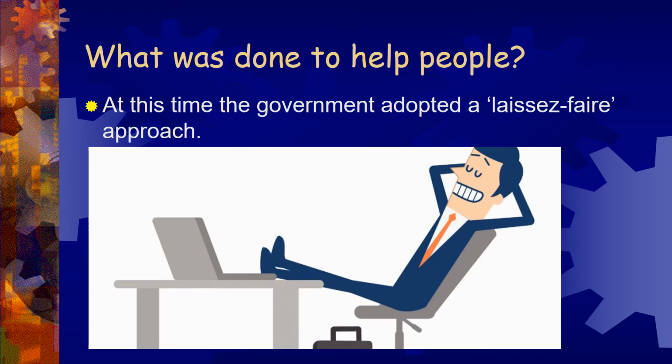Now the government at this time, instead of helping people deal with poor health, adopted a laissez-faire approach. A laissez-faire approach, which you can see from the picture there, means they just sit back and do nothing. It's up to people to help themselves at this time, which is the government's attitude towards healthcare, and that means a lot of the working class people who become ill do not have the facilities to be able to get cured of their ill health.